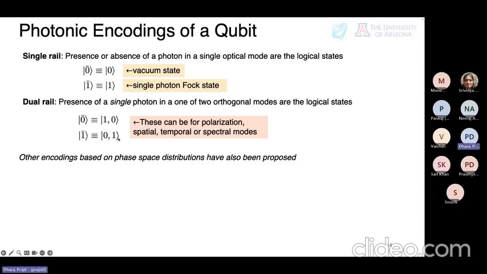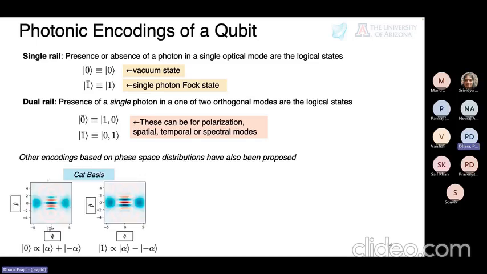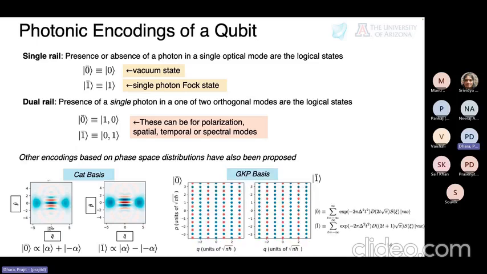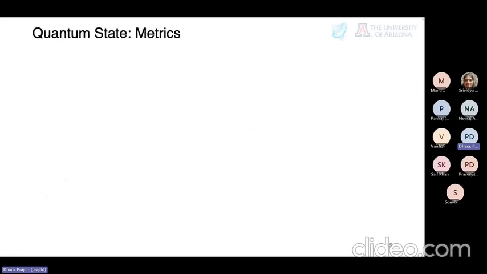And you can also have other, more so-called exotic encodings based on phase-based distributions. The famous Schrodinger cat basis and the up-and-coming GKP basis encodings are also possible ways to encode a single qubit in a single mode. But these are a little bit far out in the future to deploy on quantum networks, but just as an exposure.